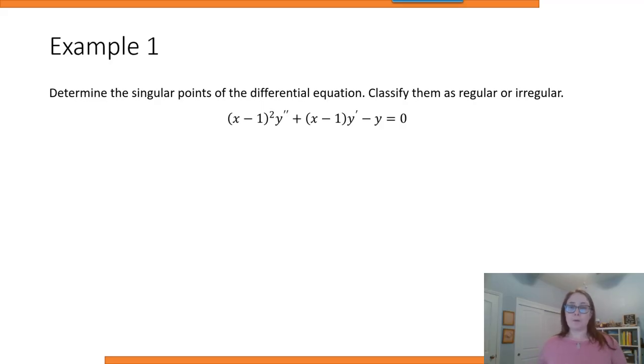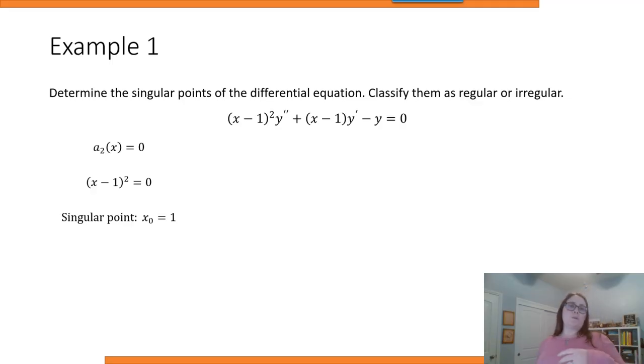So it's not in standard form, but I can identify my singular points by taking a sub 2, which is the leading coefficient, multiplying by my second derivative, and setting that equal to 0. So here that's going to be x minus 1 squared equals 0. And if I solve this, I'd square root both sides and add the 1 over, and I get a singular point at x naught equals 1. So I want to see now, is this a regular singular point or an irregular singular point?